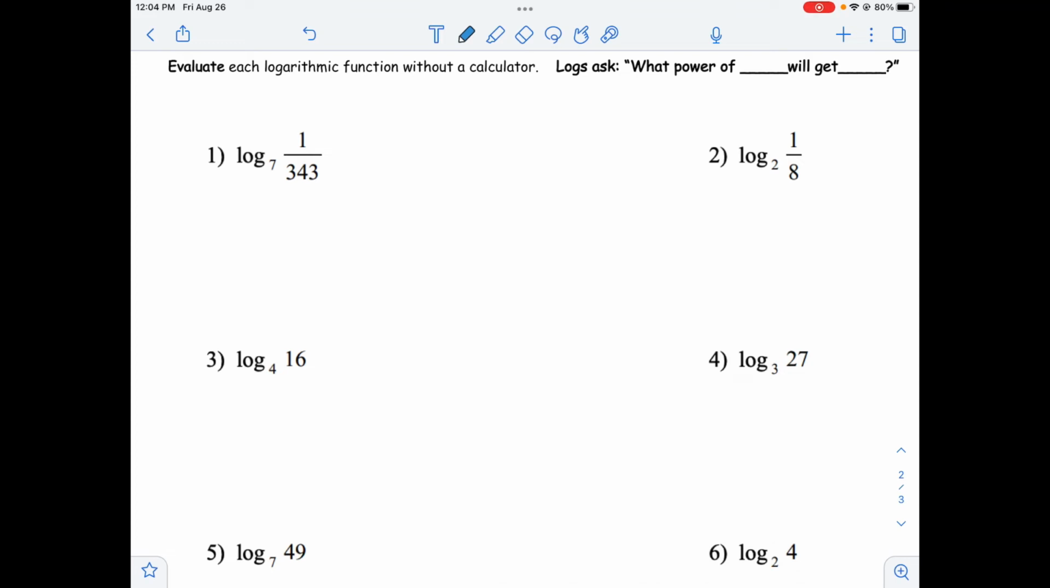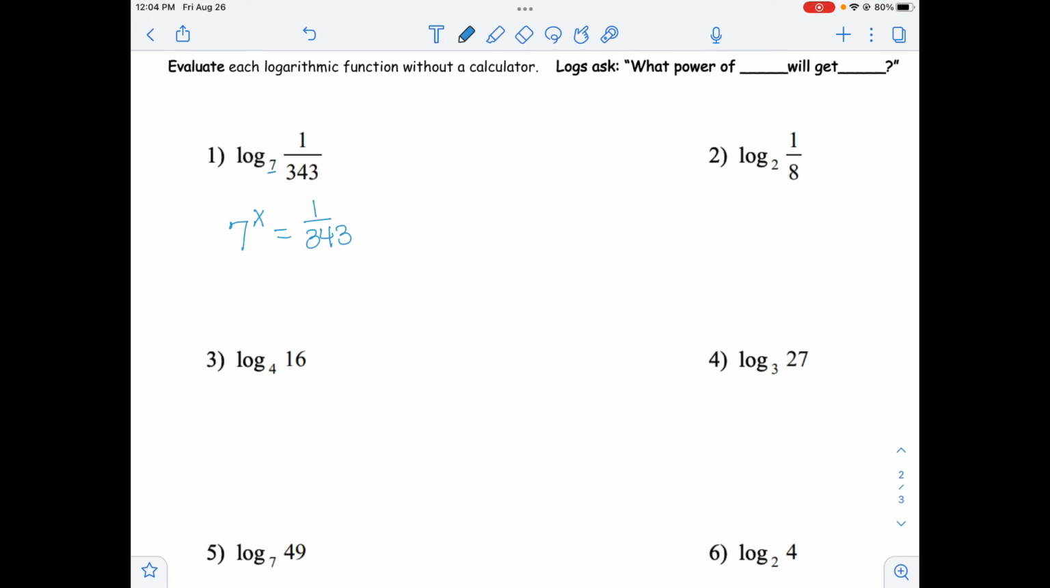What power of blank will get blank? Okay, so you can think about this. Base 7 raised to what gets me 1 over 343. So when we think about what has to happen for a whole number to become a fraction, we know that the exponent needs to be negative. So we can then think about what 7 times what would give us 343, and then raised to what power? How many times itself? So 7 times 7 times 7 times 7, how many ever times?